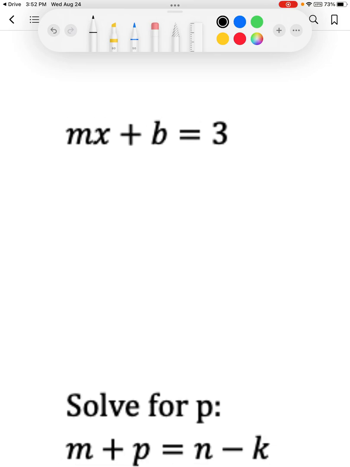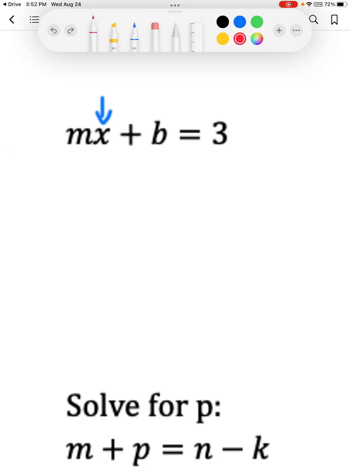We have mx plus b is equal to 3, and our goal is to get the x all by itself. Now in this case, I see two things keeping the x from being by itself. I see we have an m and a b keeping the x from being by itself. Now technically you can get rid of these in any order. However, I think it's easier to get rid of the b first and then get rid of the m. So let's go ahead and get rid of the b.